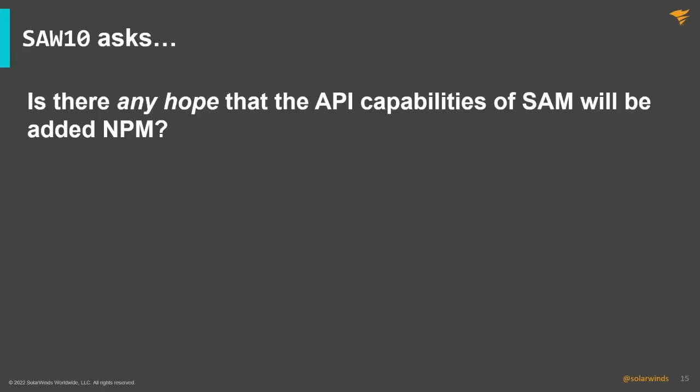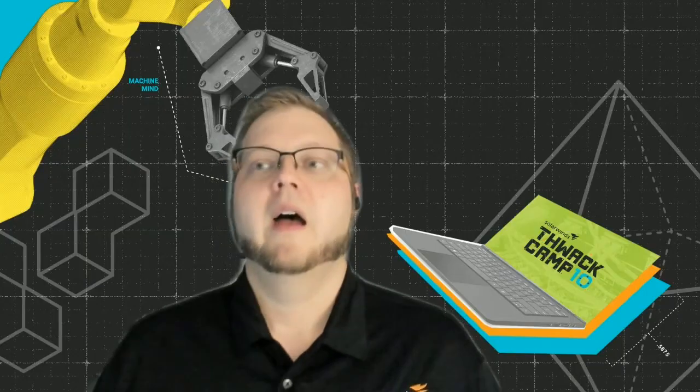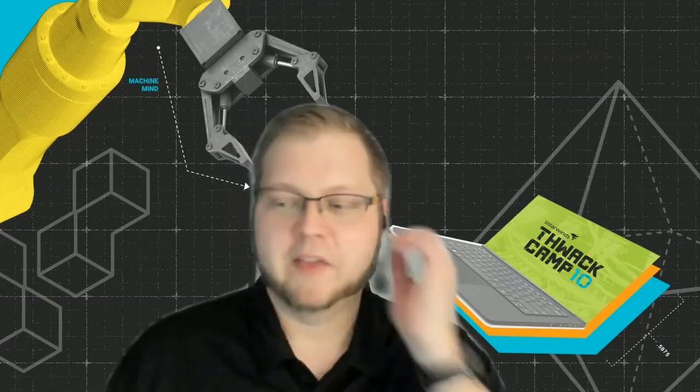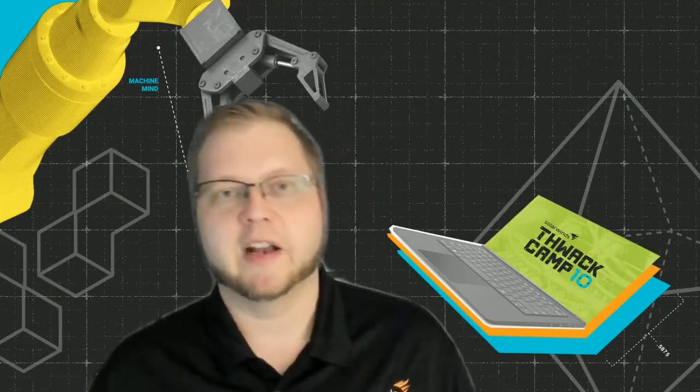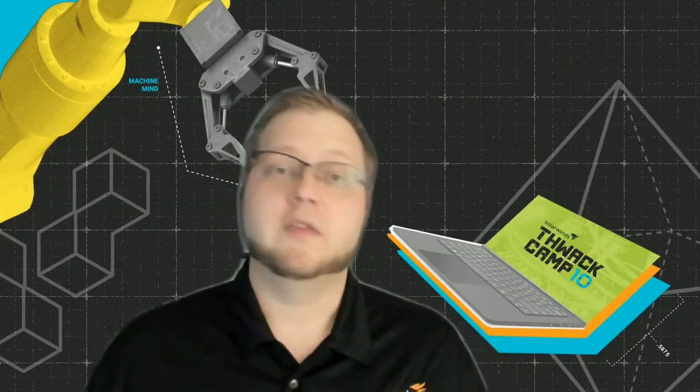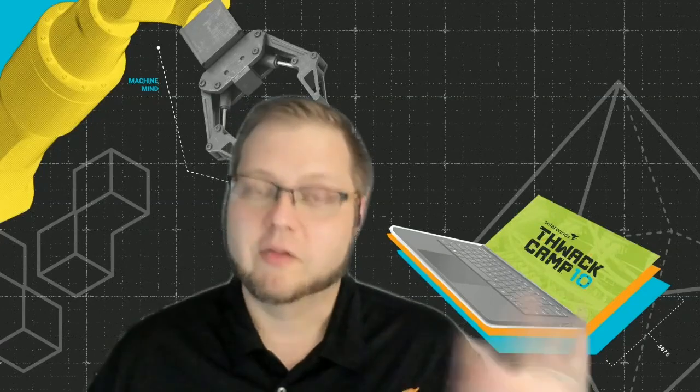Saul10 asks, is there any hope that the API capabilities of SAM will be added to NPM? I assume you're talking about API capabilities insofar as the API pollers, and Saul10, if I am incorrect here, please let me know. As far as the API pollers, I'm assuming you want to do stuff like talk to Ubiquiti equipment or your SD-WAN devices or something like that. I can't speak to futures. I've said this before. However, we will be having discussions in this general arena, maybe not this exact question, at THWACK Camp.